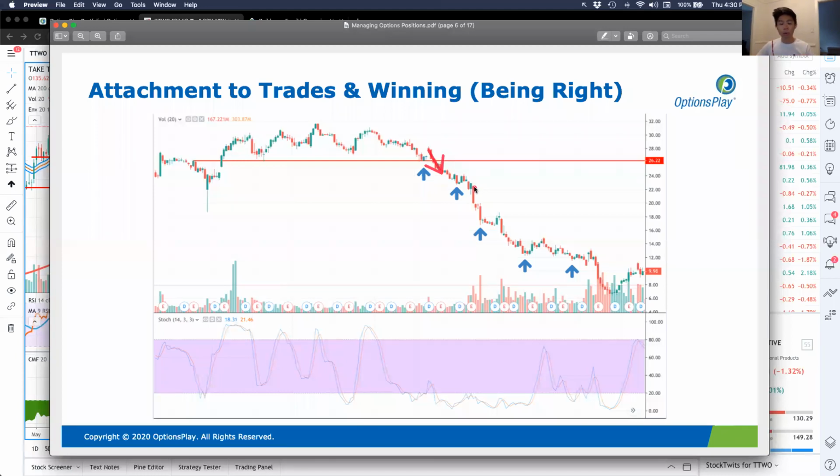Now, would you get into another trade on the back of that, because you think $22 is a support level? That's possible.